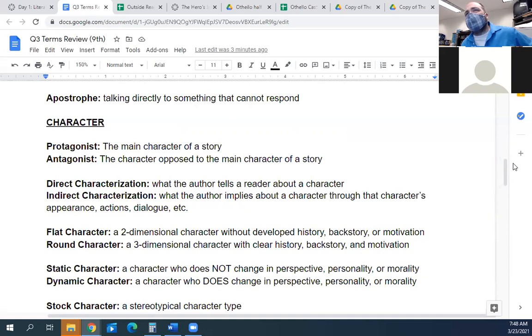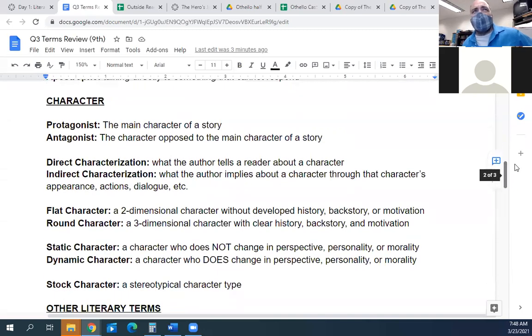Then we have character terms that you need to know. I tried to put these in binaries because character terms are almost all binary. You need to know the difference between protagonist and antagonist. Remember, protagonist is the main character of a story. We use that term instead of hero because we have protagonists like Deadpool now, and you're like, that guy's not a hero. He is the main character, though. Protagonist.